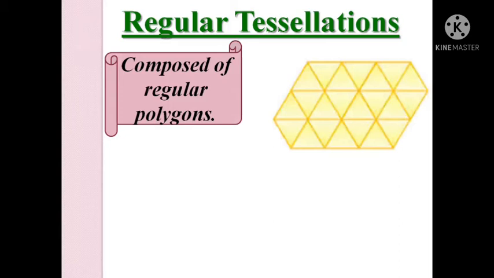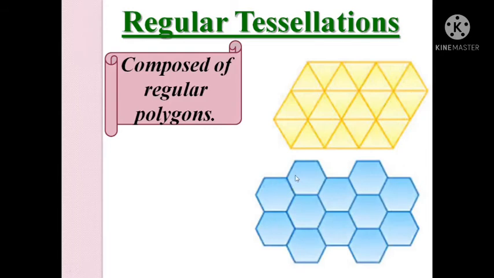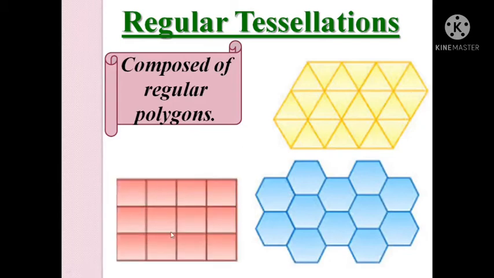See here, it is triangle tessellation. Each and every shape is a triangle. It is made with triangles. See, it is hexagonal tessellation. Hexagons are fitted together. There is no gap or overlapping between each and every shape. This is also square tessellation. Square shapes are fitted together without any gaps or overlapping. So they are all called regular tessellations. Regular polygons are used in these kinds of tessellations.